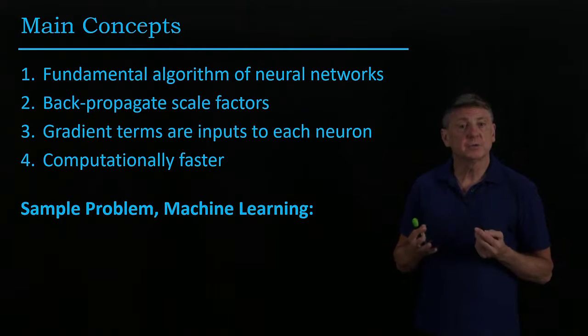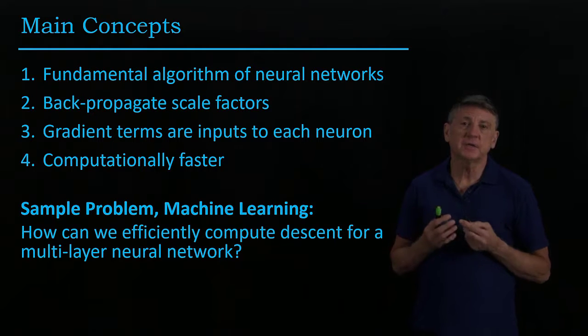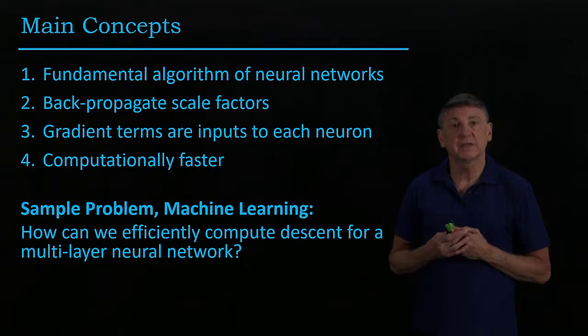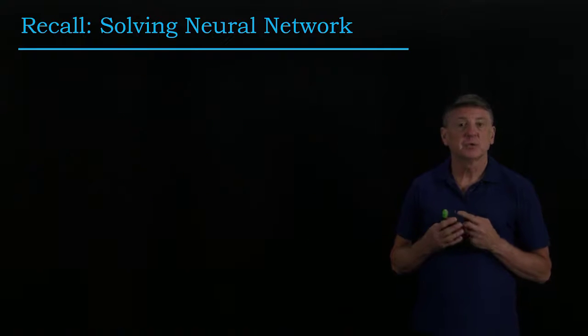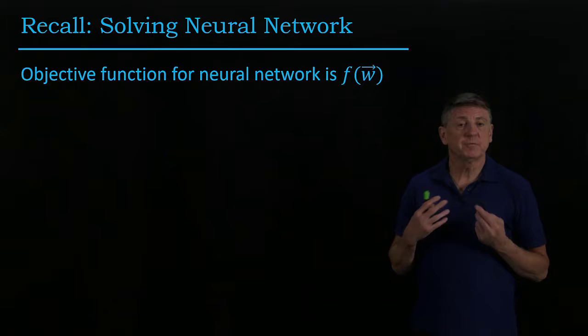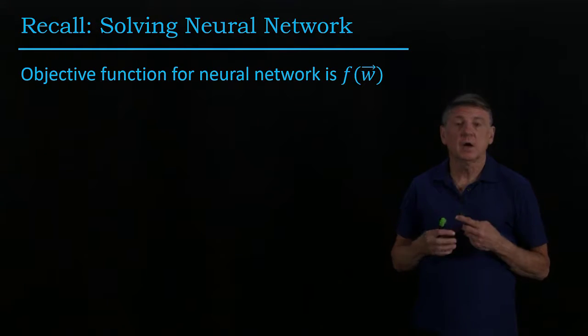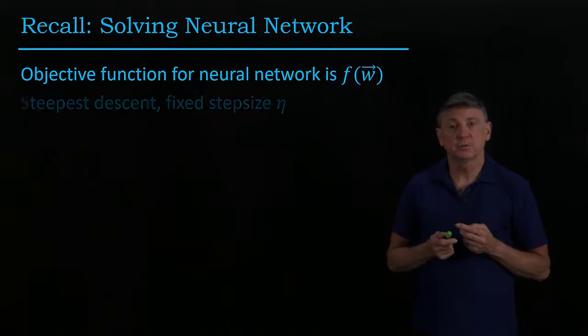And as we go through this lecture, one problem that we can keep in mind is how can we efficiently compute the steepest descent for a multi-layer neural network? So let's recall what solving a neural network involves. What we do is we formulate an objective function. Here we've been using a squared error. Other errors are also possible.